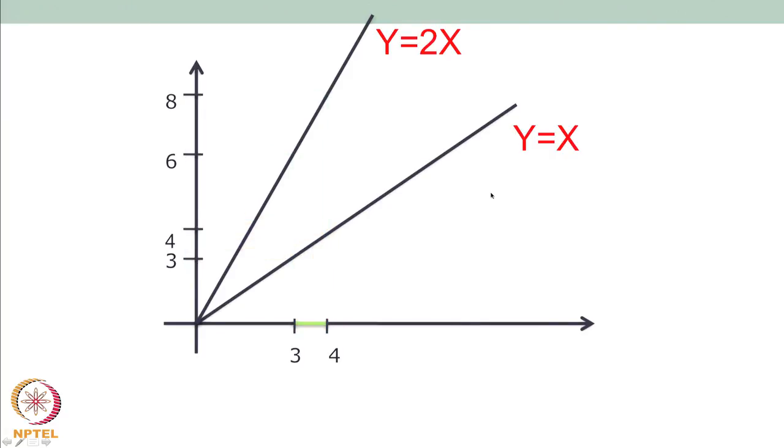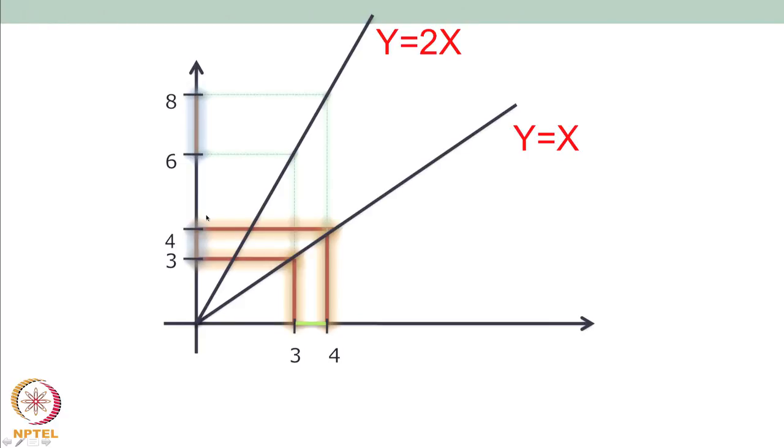I want you to understand this, for which I will play it once more. I take two x values, 3 and 4. The corresponding y values for the y is equal to 2x curve are 6 and 8. But for the same delta x, the corresponding y values for the y is equal to x curve are 3 and 4. And therefore, delta y by delta x will be very different, and I want you to think about this.